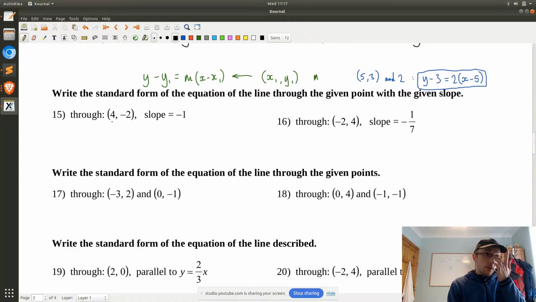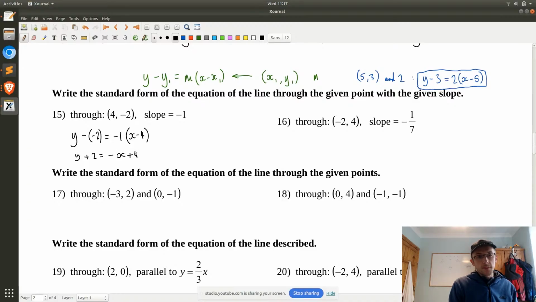We know that it goes through 4, -2, and we know that the slope is -1. So we just use this template up here. We write down y minus -2 equals -1, open brackets, x minus 4. Just like that. Then you clean it up. So minus -2 is +2. So it becomes y plus 2 equals. Now for the -1, just distribute that. So it becomes minus x plus 4.